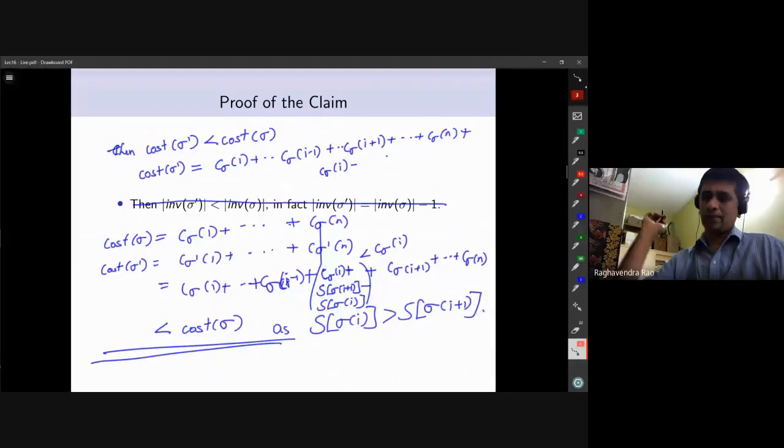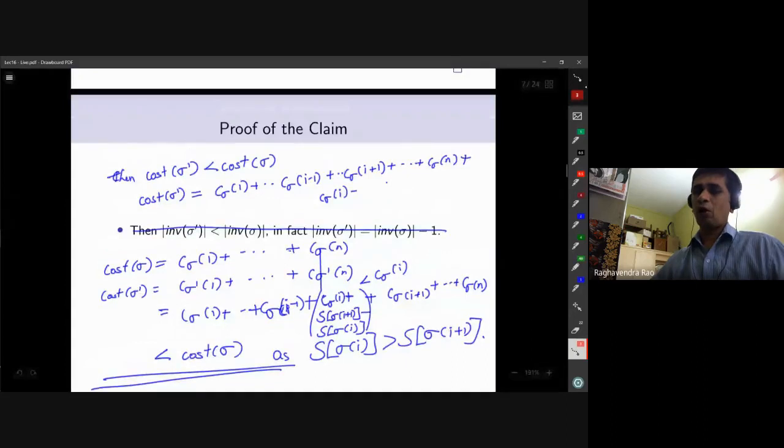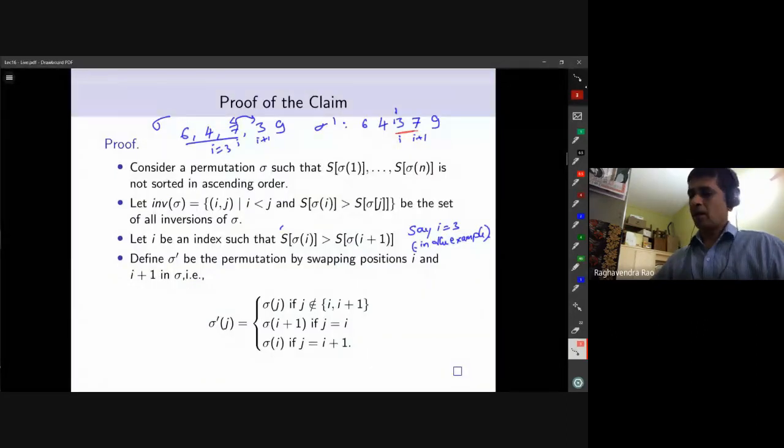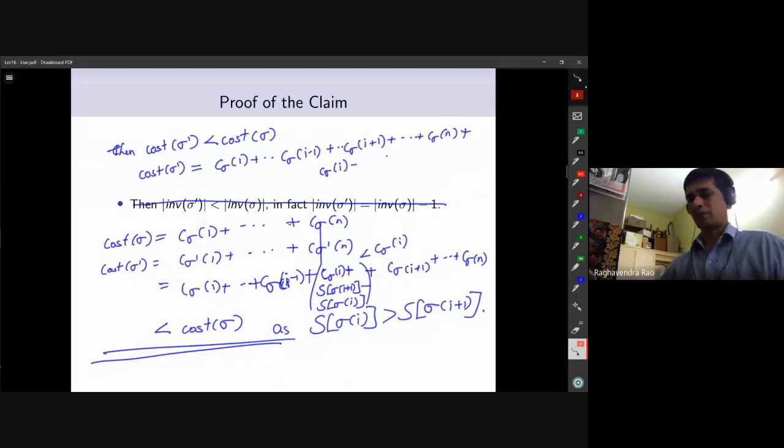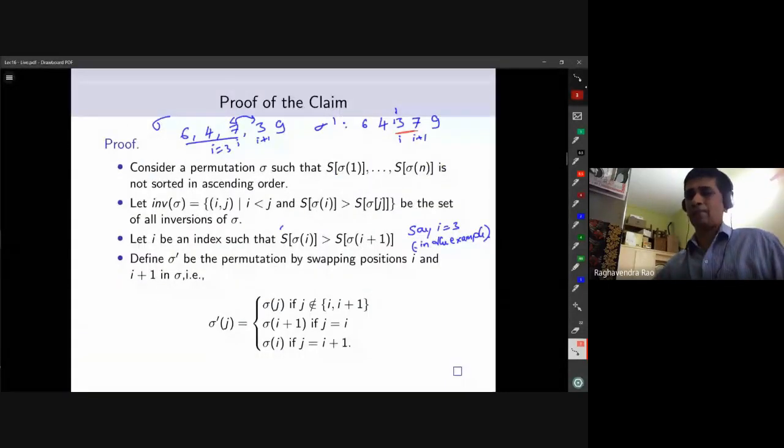Okay, good. So what we have done is, from permutation sigma, we have obtained a new permutation sigma prime whose cost is less than the original permutation, that is sigma. Now what do we achieve? Why is this good enough? This argument is called the swap argument. So you swap two elements, you get a smaller cost ordering. That is, if you store files according to that order, the cost is smaller.